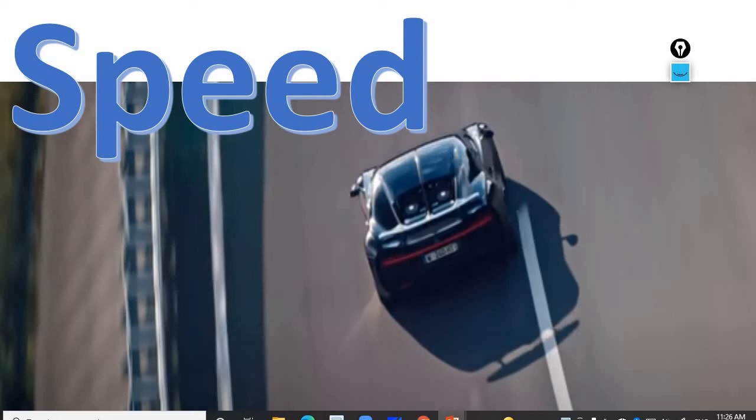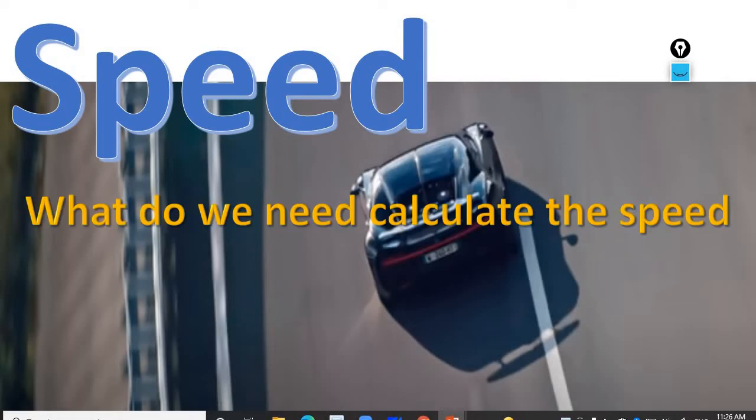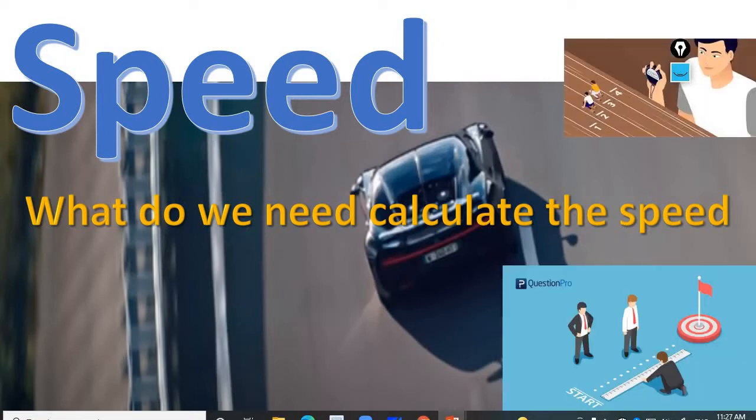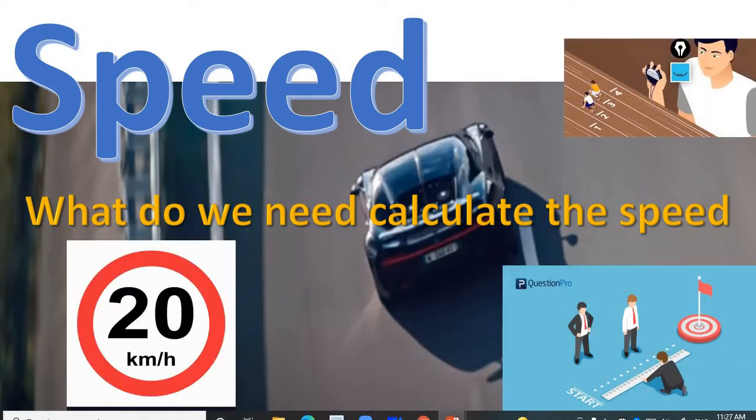Welcome back everyone. In this part we will focus on speed, and maybe we take a little idea about the speed when we saw the video about the Bugatti car speeding up, using the timer, if you remember. So we need two things to understand more about the speed. You can understand that from these pictures: if we know the distance and know the time, both of them will explain for us the speed.